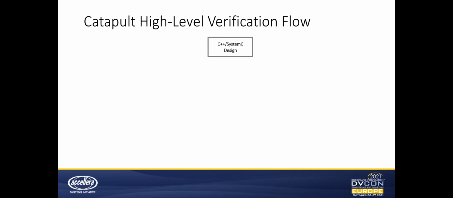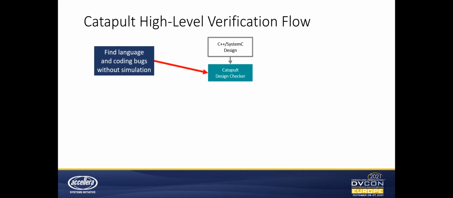All right, so let's quickly introduce the Catapult high-level verification flow. It starts with a C++ or SystemC description of the design. From there, we can carry out static and formal analysis of that design source using Catapult Design Checker. And this allows you to catch language and simple coding bugs without the need for a test bench or simulation, and you're doing this prior to running any synthesis.